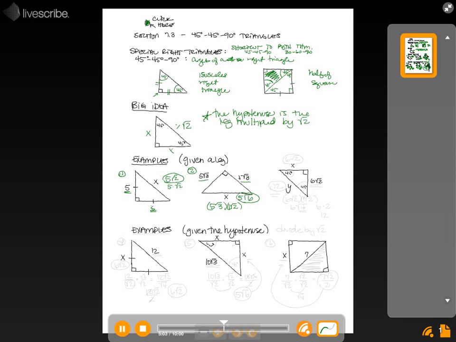5 root 6. That's the hypotenuse. Pretty easy so far. The next one, we've got two variables to find. We have an x and a y. This is a little different, okay? It is marked 45, 45, 90.